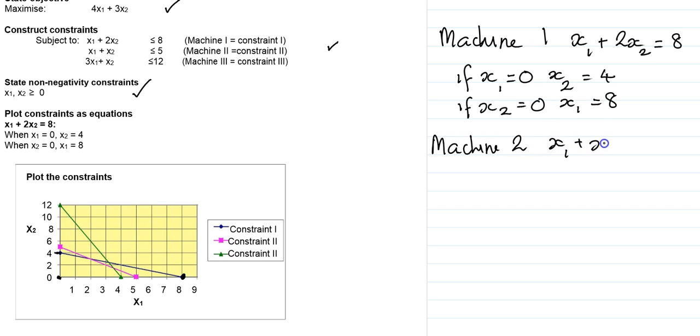x1 plus x2 equals 5. If x1 is 0, x2 is going to equal 5. If x2 is 0, x1 will equal 5. And we can plot these on the graph. It's the pink line here, those two coordinates, and join that up.